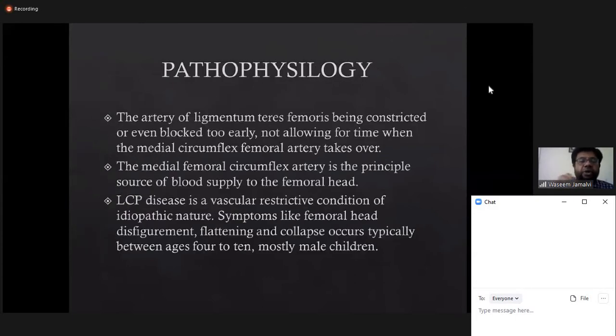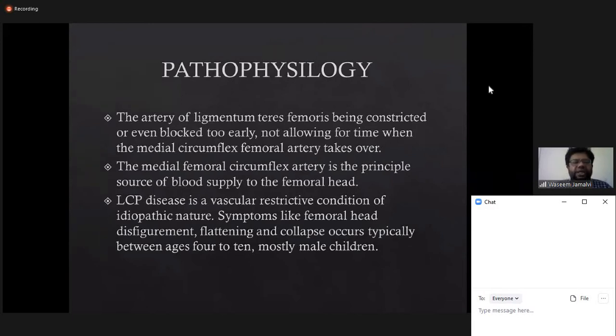Look at this, a very important slide. It's basically the artery of the ligamentum teres of the femoris. It is blocked early, before the medial circumflex femoral artery takes over. Basically, the head of the femur is initially supplied by the artery of the ligamentum teres. But if the ligamentum teres starts constricting very early and the supply is blocked before the medial circumflex femoral artery takes over and starts supplying the head of the femur, at this stage there is a certain collapse or deformity in the head.